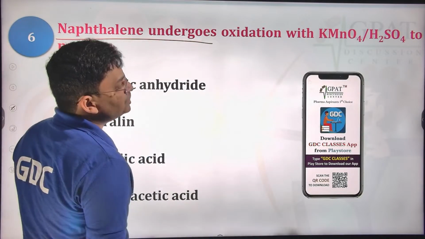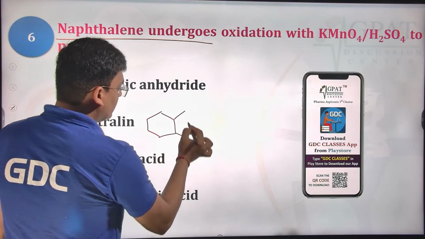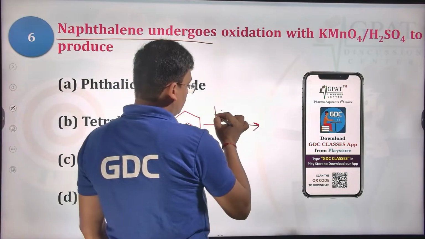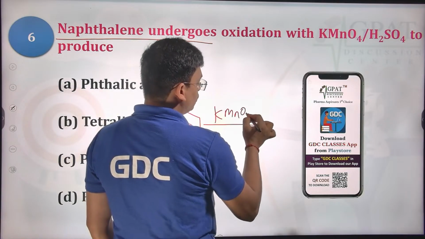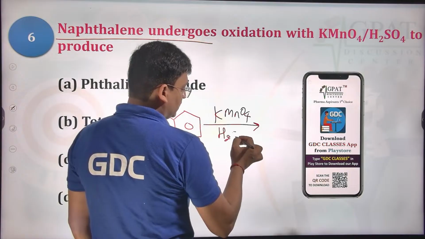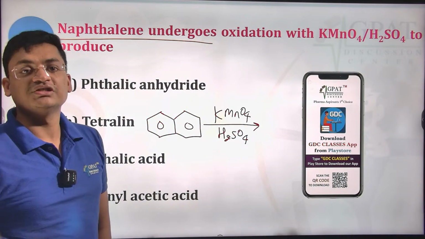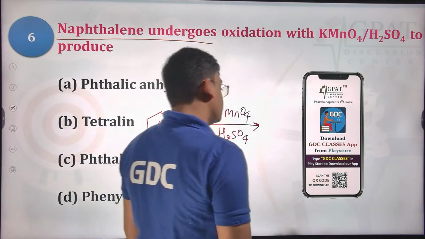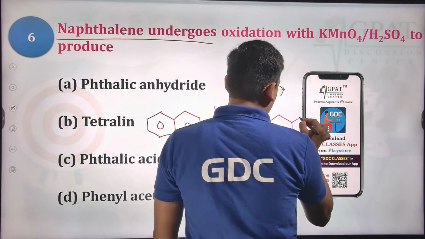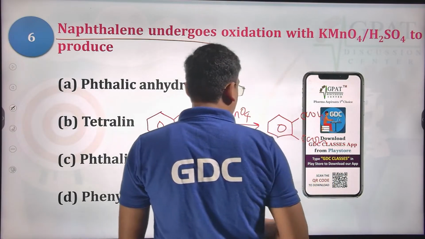Naphthalene undergoes oxidation with KMnO4 and H2SO4. We are having a naphthalene structure, and this naphthalene basically reacts with KMnO4, that is potassium permanganate, which is also a strong oxidizing agent in presence of H2SO4. The reactivity of this KMnO4 with naphthalene for the oxidation increases due to the presence of H2SO4. So this basically converts the structure into COOH, COOH, that is also known as phthalic acid.